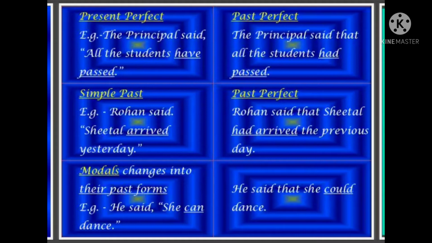Rohan said, "Sheetal arrived yesterday." Rohan said that Sheetal had arrived the previous day. Arrived has become had arrived and yesterday has changed to the previous day. And we see that there are even changes in the modals, that is, into their past forms. He said, "She can dance." He said that she could dance. Okay, can has changed to could. This is called modals.